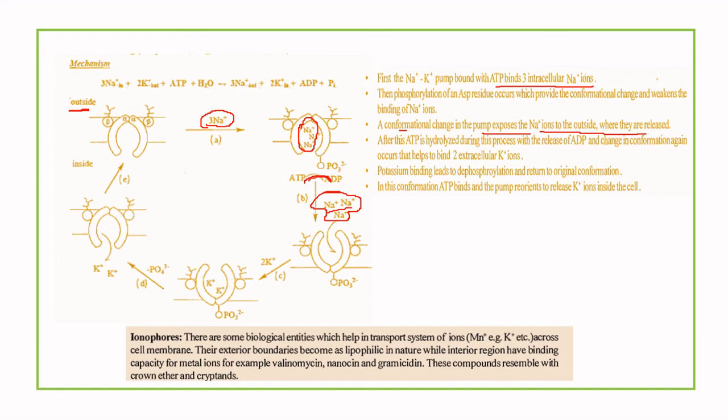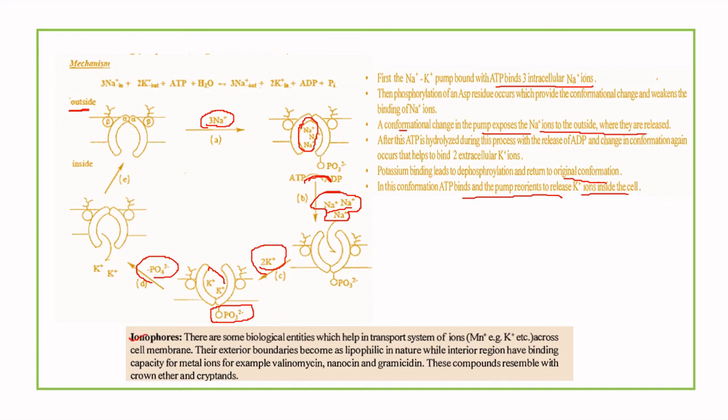After this, ATP is hydrolyzed during this process, with the release of ADP, and a change in conformation again occurs that helps to bind two extracellular potassium ions. Then potassium binding leads to dephosphorylation, back to the original conformation. And in this conformation, ATP binds the pump, reorients and releases K plus ion inside the cell. So this is actually happening. This is the mechanism of the sodium potassium pump.